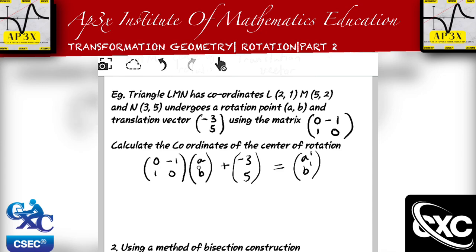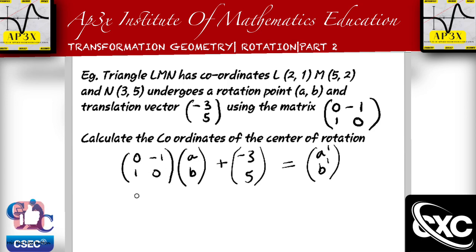Now we're going to go row by column here, and we know that 0 multiplied by A is in fact 0, and negative 1 multiplied by B gives us negative B. And then we go to the bottom here, row by column. 1 times A is in fact A, and 0 times B gives us 0. That is in a matrix, and that then will be added to (-3, 5).